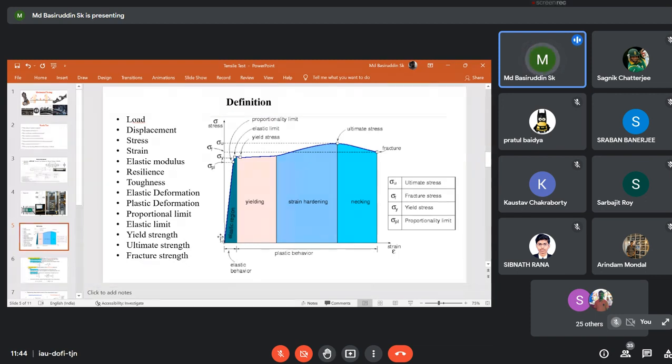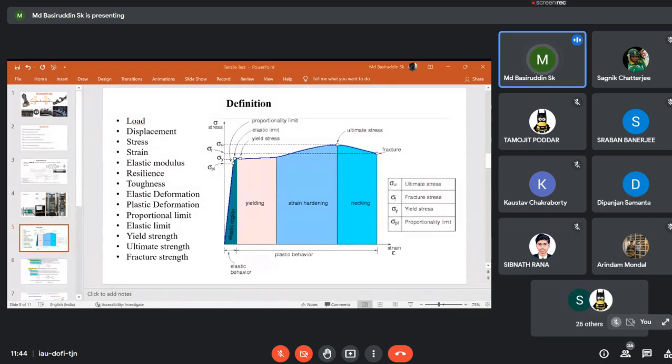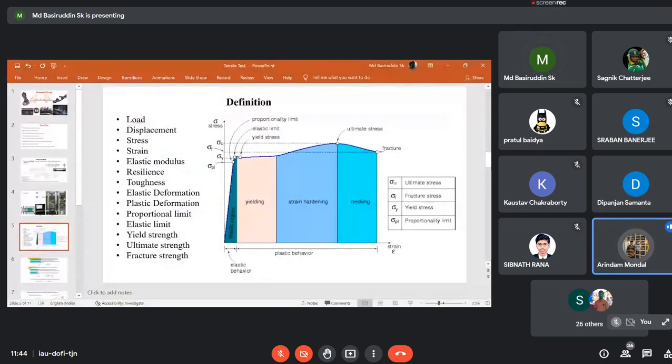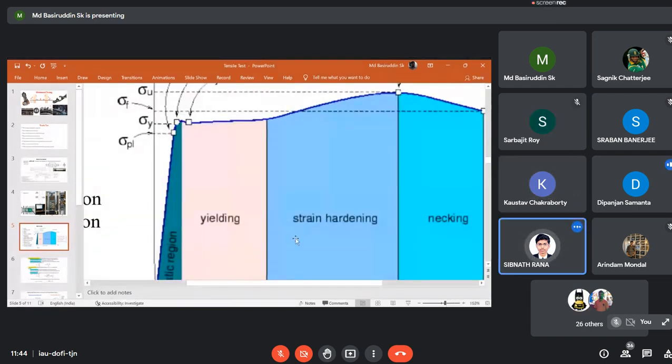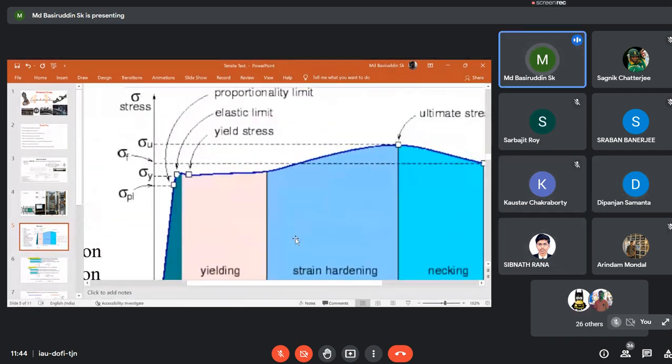So one is the elastic region. Now, what kind of formula does that region follow? Sir, Hooke's law is followed here in the elastic region. That means the stress is proportional to strain. Up to what extent is that law followed? Sir, up to the proportional limit. Yeah, up to the proportional limit.